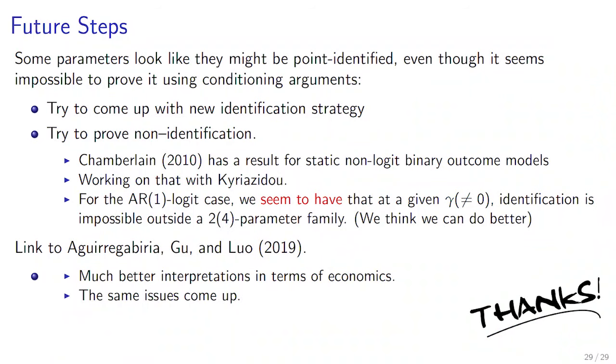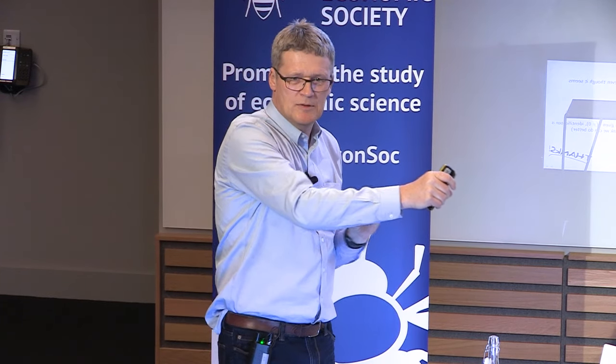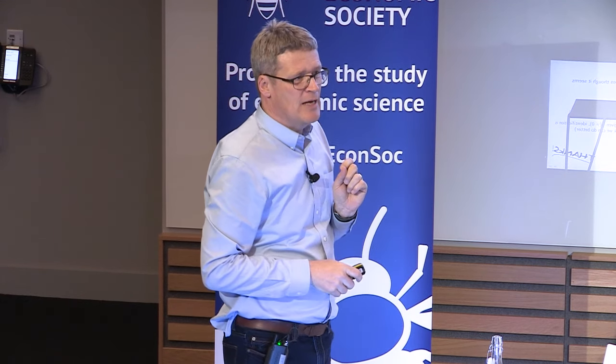or try to prove that the parameters are not identified, okay? And in particular, Chamberlain has a paper for the static logit where, under some conditions on the explanatory variables, he shows that the logit model is the only model for which the parameter is identified. That contradicts a little bit what I said about Manski, but it's just that they're making different assumptions, so there's no contradiction.